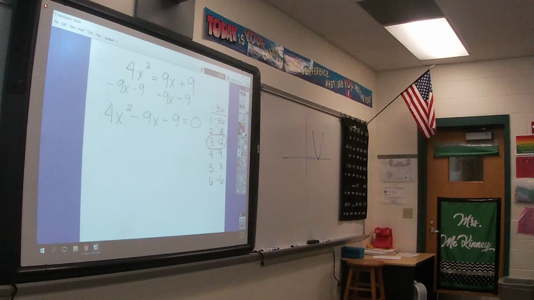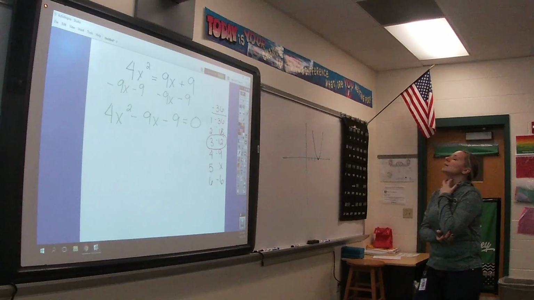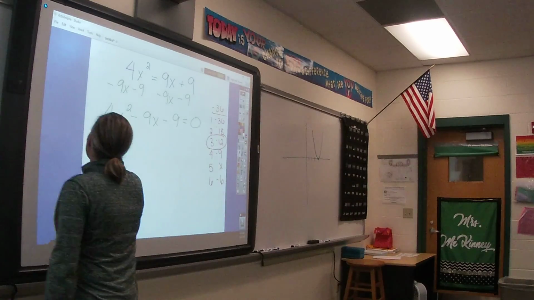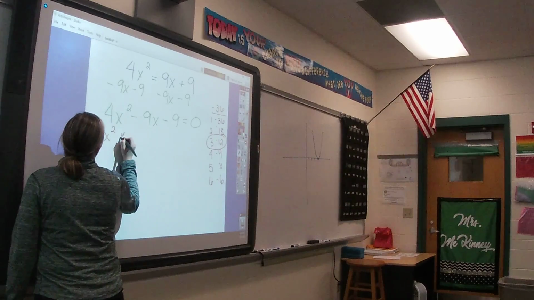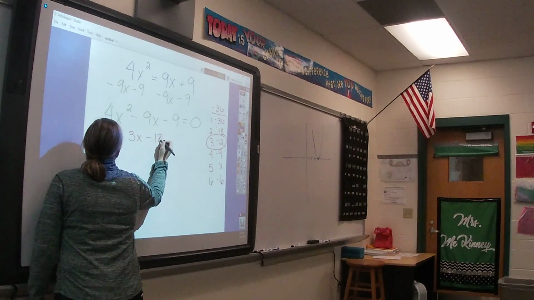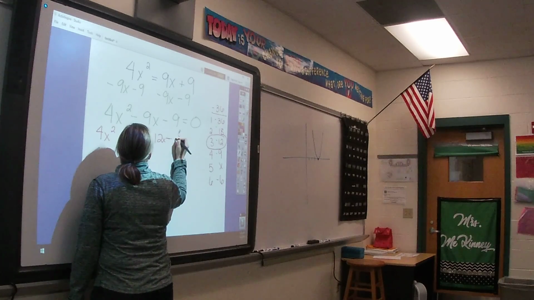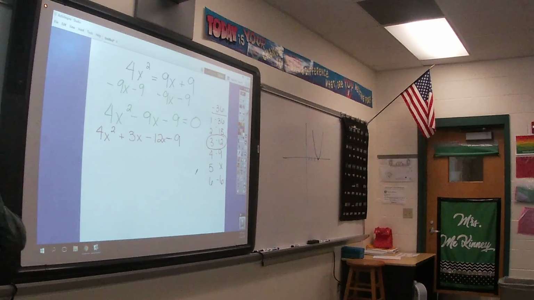Can we use the shortcut on this one? No. So what do we have to do? 4x squared plus 30x minus 12x. We have to rewrite it into 4 terms. Then what? Split it in half.